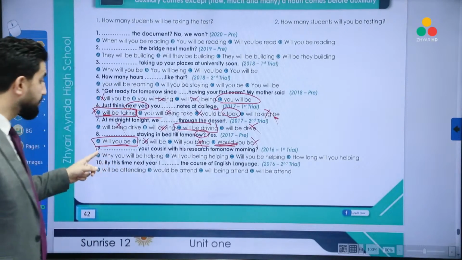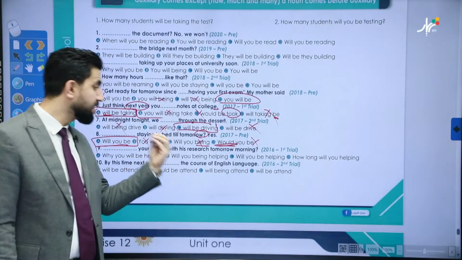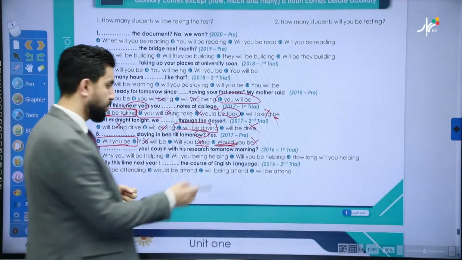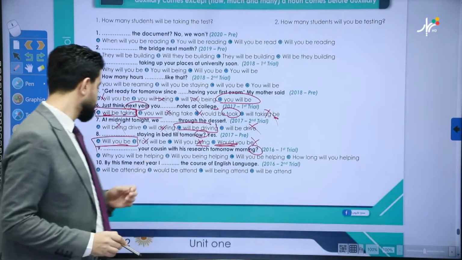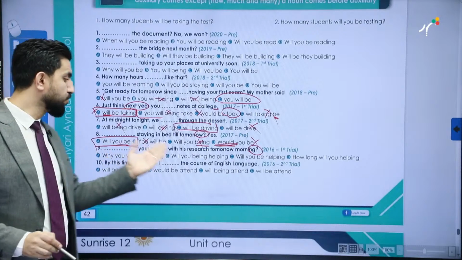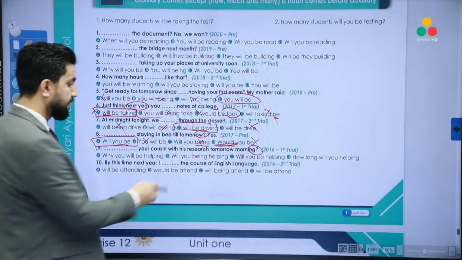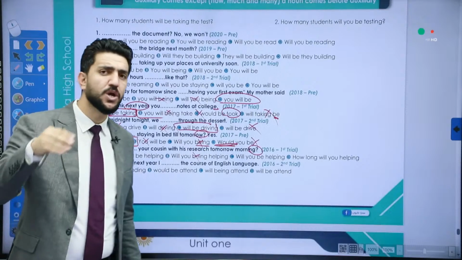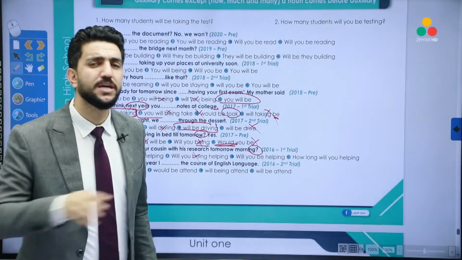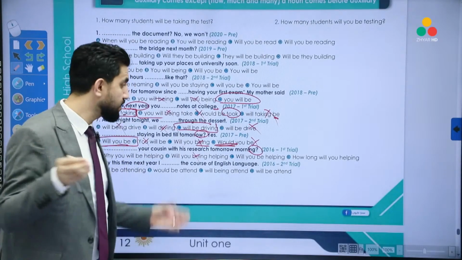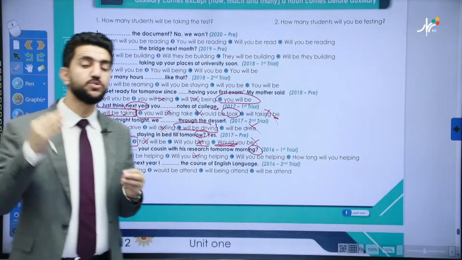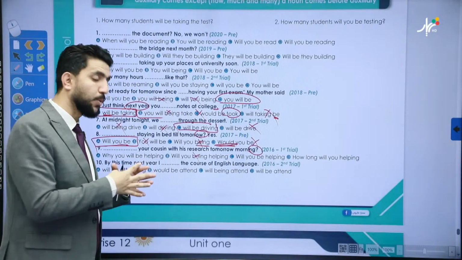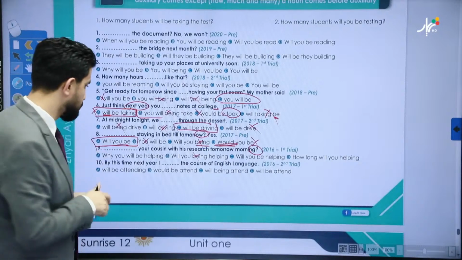Very good. Number 9. Your cousin with his research tomorrow morning. It's a question mark, right? Which one do you think is correct? Why you will be reading, will being. Being again, drop it out. When something is not correct, just drop it. When you do that, it helps you with the other multiple choice options. So make sure to drop it.